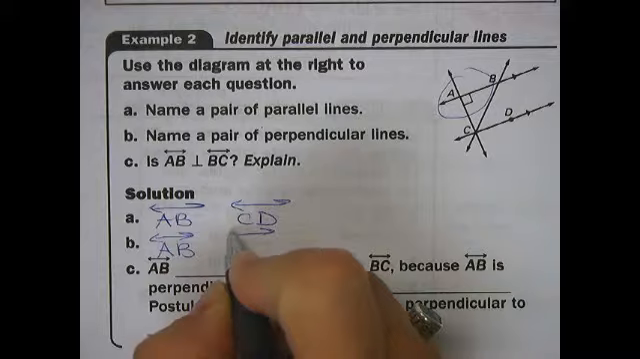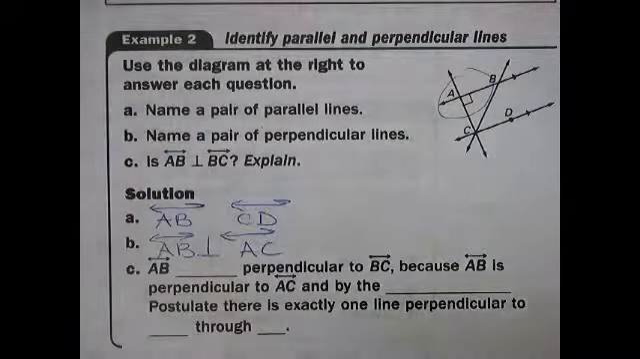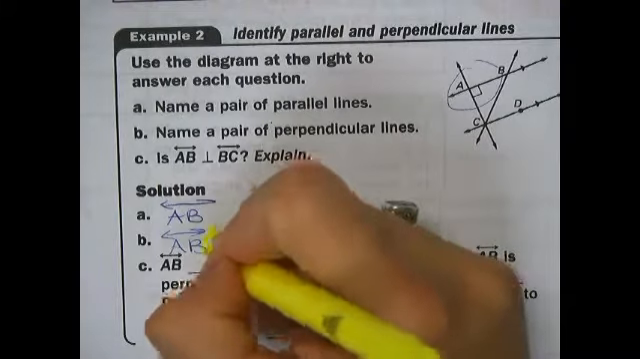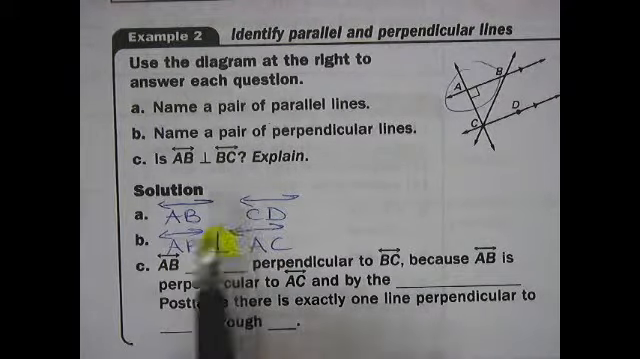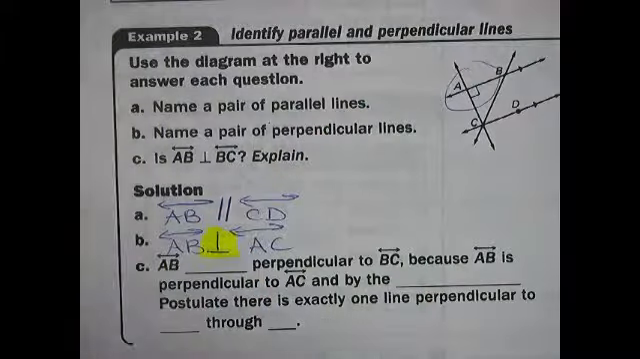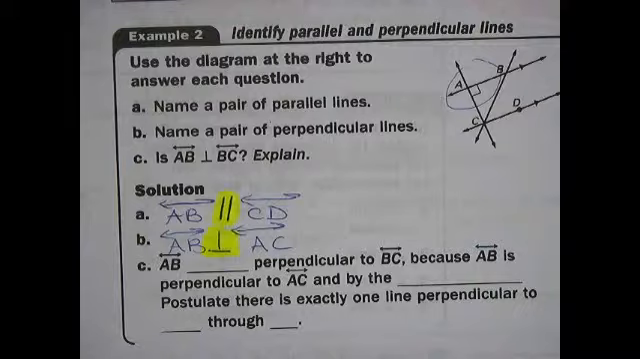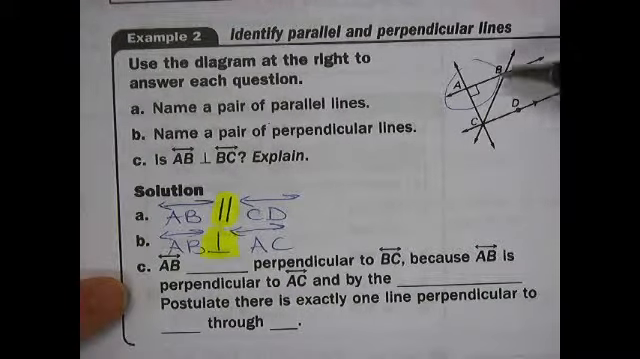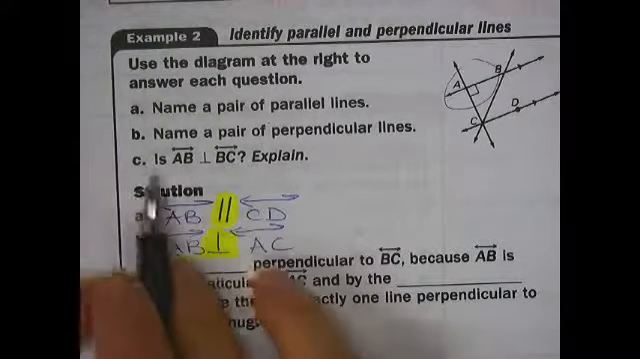Name a pair of perpendicular lines. Okay, so because this is marked right here, we would say line AB is perpendicular to line AC, and this might be a new notation for you. So highlight that. That upside down capital T means perpendicular to. And I'm going to jump back up here to make sure that you know that this is the notation for parallel. So line AB is parallel to CD would look like this.